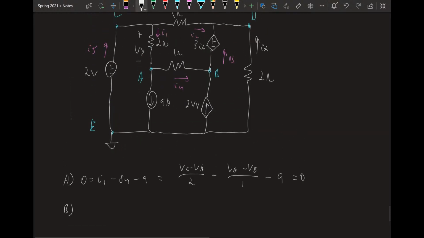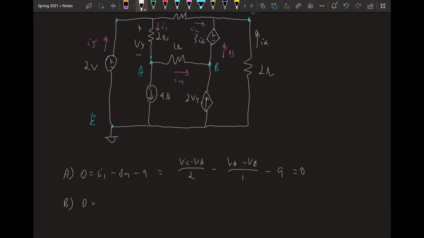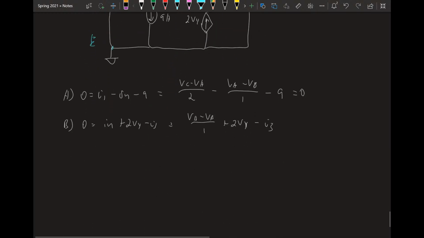Let's do B. At B, we can see that we have I4 going in. We have plus 2Vy, because that's the current going into it. And we have I3 going out. This equals, we know what I4 is: VA minus VB over 1. We don't know what Vy is right now, so we'll just keep it as Vy. And we'll subtract I3, which we also don't know, so we're just going to keep it as I3, because we can't do Ohm's law with the voltage source. So we're going to have to leave it like that.